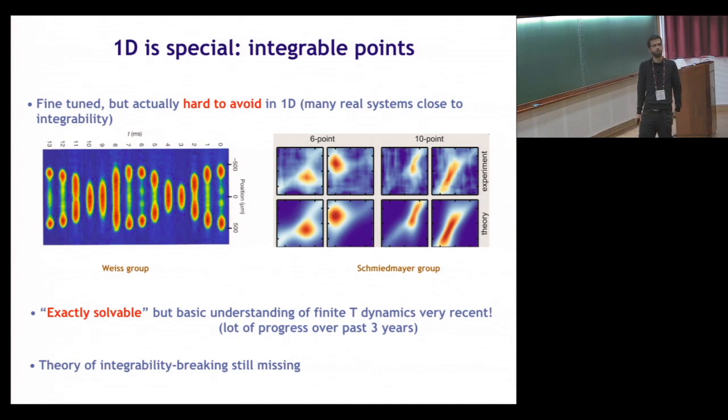Okay? And so given the audience, I'm probably not going to spend time explaining why integrability is kind of interesting. One thing that I do want to mention is that, of course, they are fine-tuned, and in a funny way, they're very hard to avoid in 1D. And that's true when you do numerics, that's true in experiments. Another good reason is that they're exactly solvable, but even very basic transport properties, I think there was a lot of progress over the recent years. And so I'll try to tell you about some of this.